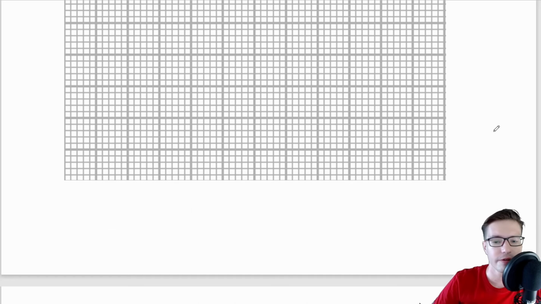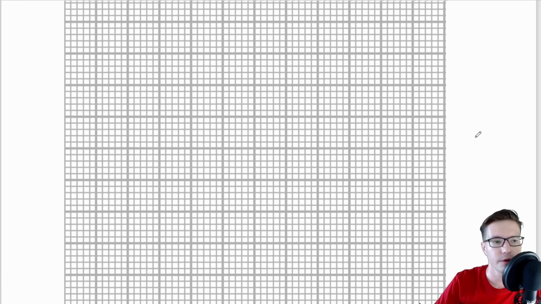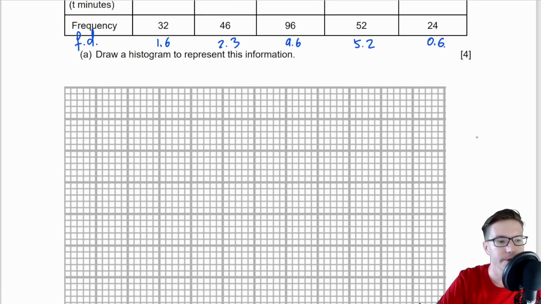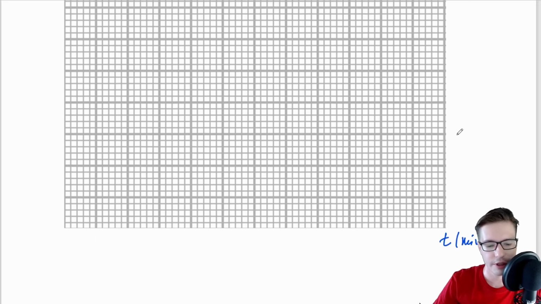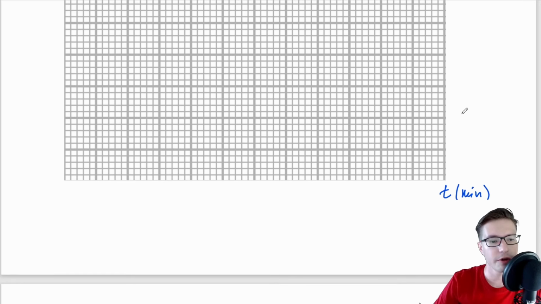Now first thing I have to do is to label the axis. This one is going to be time in minutes. And for y-axis, we're going to have frequency density. Now choose the scale, and I think the most appropriate one would be 1 square 1 unit for the frequency density, and 1 square is 10 units for the time.